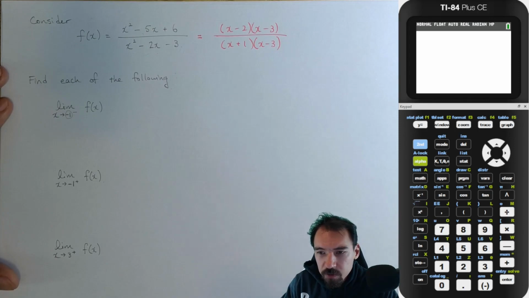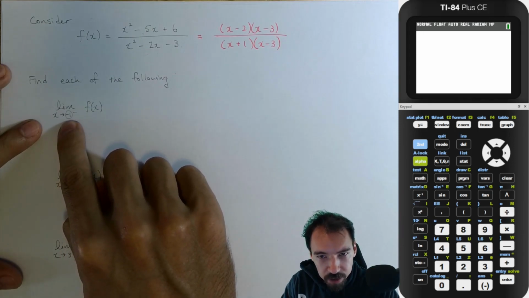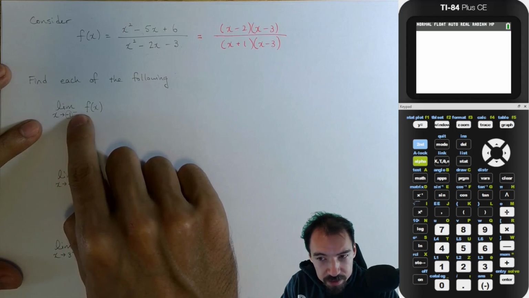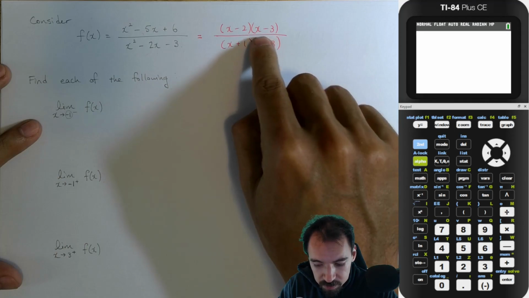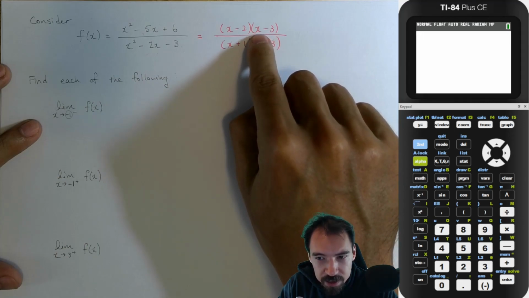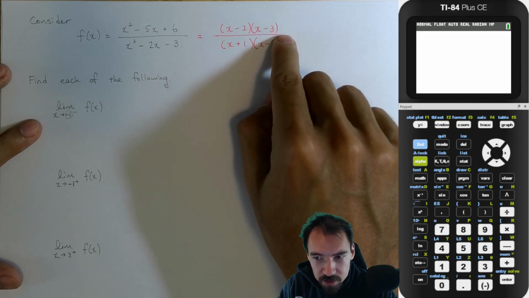All right, so here's the deal. As x gets very close to negative 1, but a little bit less than negative 1, if I look here, if x is close to negative 1, negative 1 minus 3 is just negative 4.